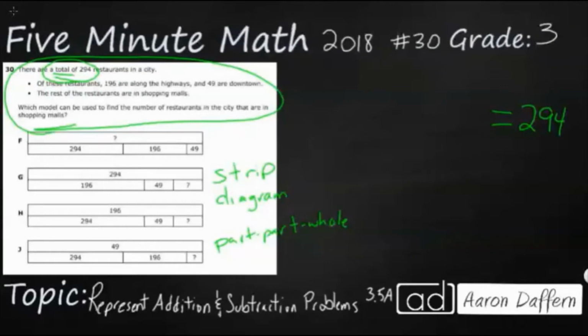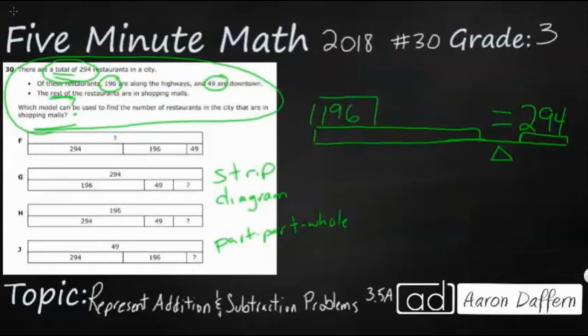We need to pretend like our equation is like a balance, right? Whatever's on this side, I'll put a little box here, needs to equal everything that's over on this side, even if it looks a little bit bigger, because we're going to have some addition, subtraction, multiplication, division. But we need to balance it out. Of these restaurants, we've got 196 on the highway, 49 downtown, and then the rest. So there's my unknown. I've got 294 restaurants, and it seems like we're just going to put 196.